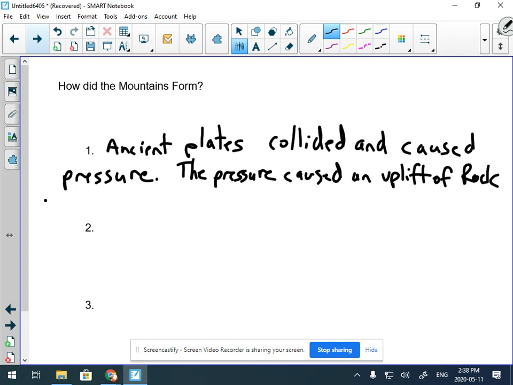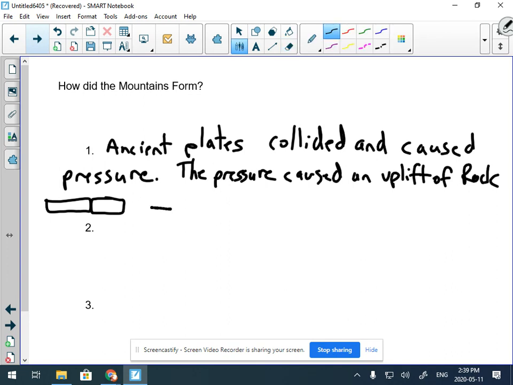So I'll do my best to draw this in a diagram. Two plates kind of smack into each other, and one plate is going to win. It's going to be more dense, and it's going to start to go over top of the other plate. So you might get something that looks like this. Instead of having this big jagged mountain, it's more like a big rolling hill. Actually, that's bad. Let me try this again.